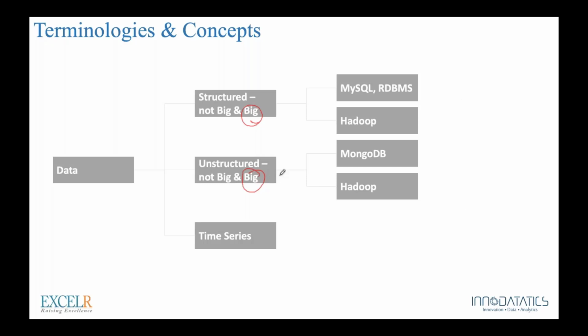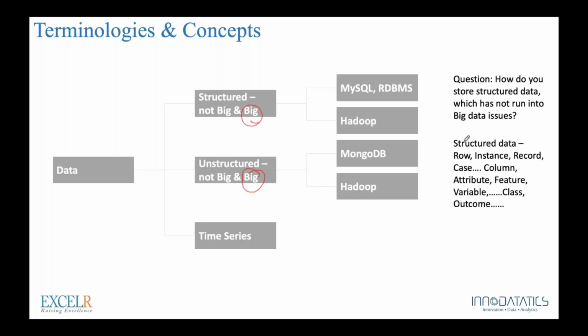One more thing I wanted to tell you is that within structured data, each row is called an instance, a record, or a case. Row, record, case, instance all mean the same. Then you have columns. Each column is called an attribute, a feature, or a variable. And the output that you're trying to predict is called the class or outcome.